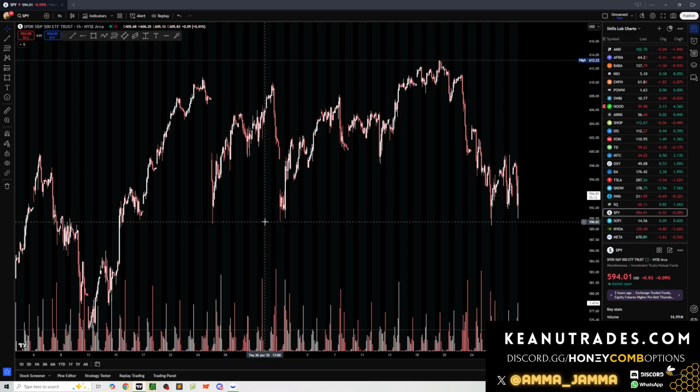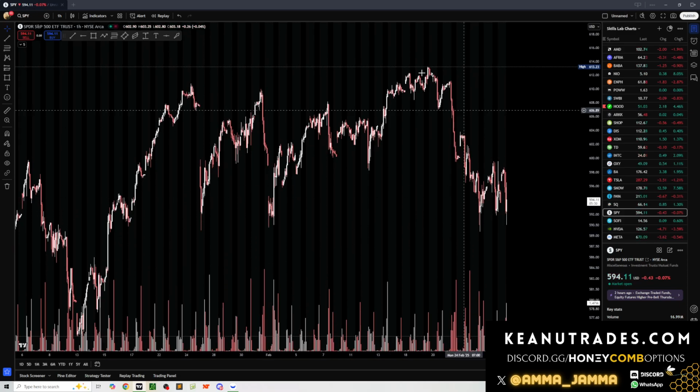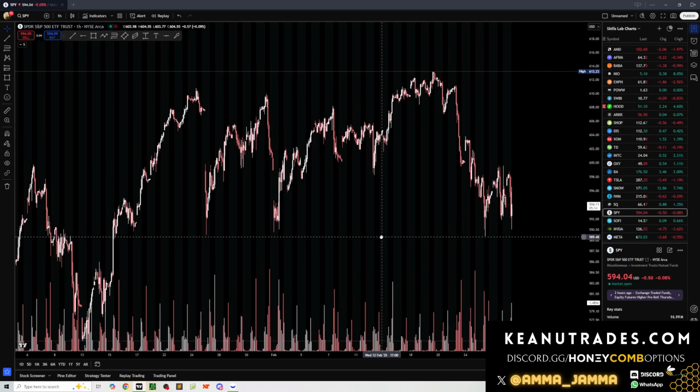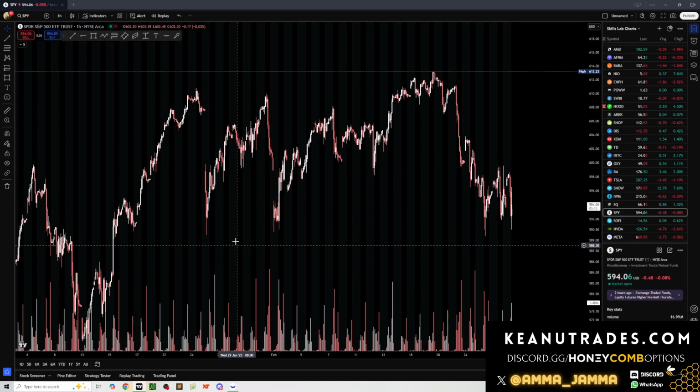So if we're looking at this chart right here, before we even start, we're on the hourly chart. Now this is to play like day trades, possible overnight swings, stuff like that. And we're looking at the hourly chart for the course of about 45 days.